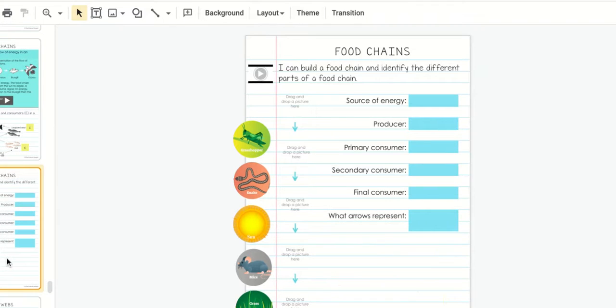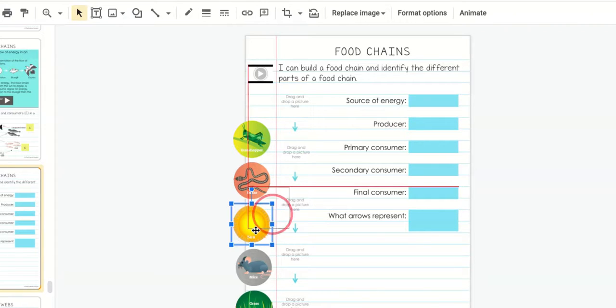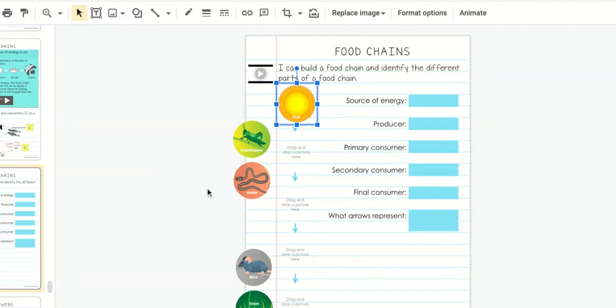So let's build our own food chain and identify the different parts of the food chain. So first off, we have our source of energy. Then a producer uses that energy to create their own food, right? So we're always going to start off with the sun as the source of energy. So our sun's always going to be the source of energy.